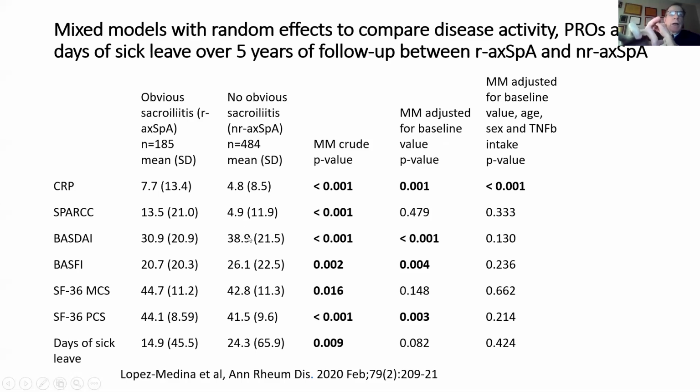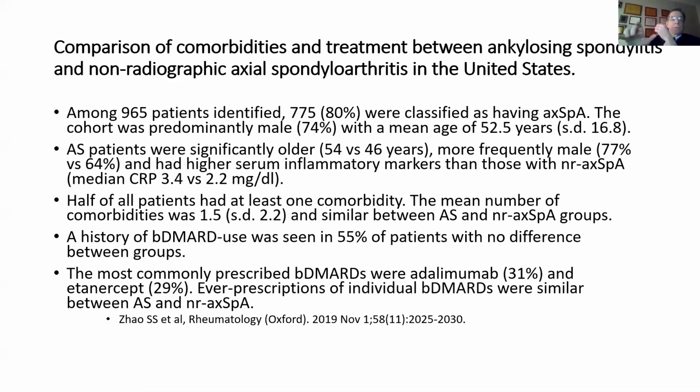But there's also a trend, if you look at non-radiographic versus radiographic disease, towards higher BASDAIs, that's worse BASDAIs, of course lower spinal involvement in the non-radiographics, as you expect, more functional impairment, and greater days of sick leave in those with non-radiographic disease. When they adjusted for age, sex, and TNF usage, only CRP came out as significant. But nonetheless, that trend was there, and it underscores the fact that non-radiographic axial SpA is a serious disease that really does impact the lives of patients.